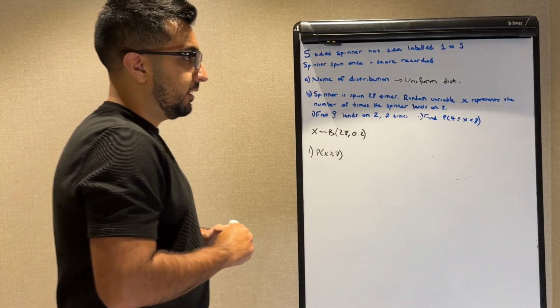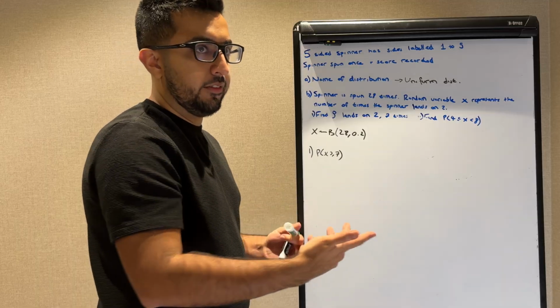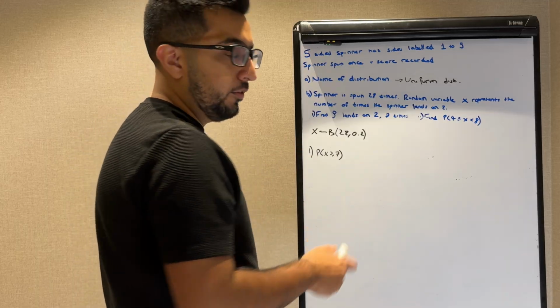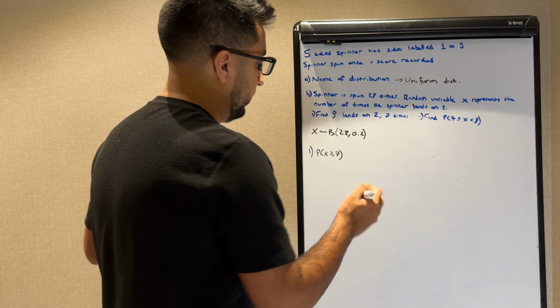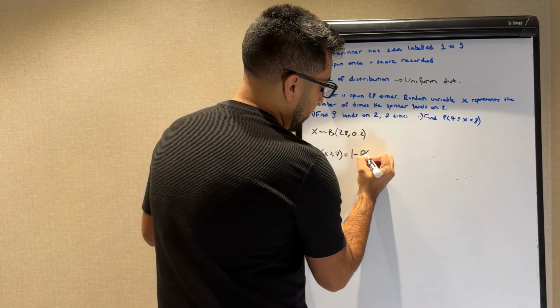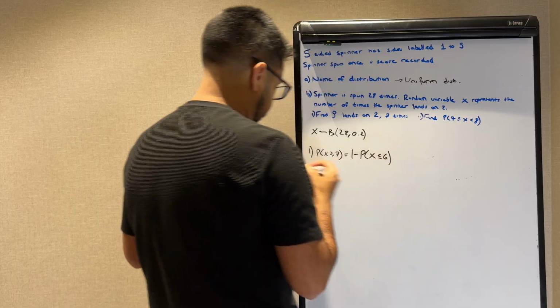So you can't find it being greater than 7 just because of how the graph works, and hopefully your teachers have gone through that with you. So in this case, we will do 1 minus the probability X is less than or equal to 6.